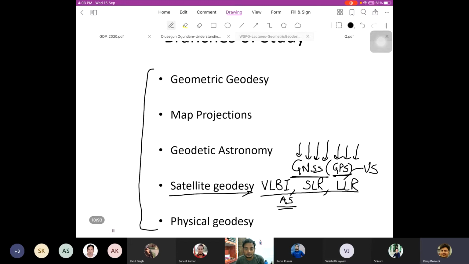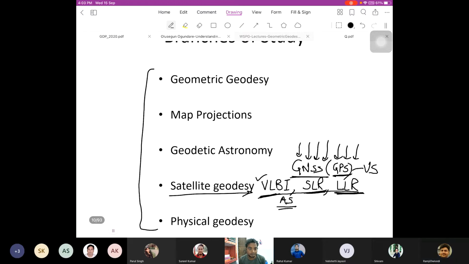Russia, European Union, Japan. They all are coming with their own navigation satellite systems. So their parent branch is known as GNSS, which is called Global Navigation Satellite System. Then another part is known as VLBI, which is very long baseline interferometry. Another is satellite laser ranging, and then lunar laser ranging, and then some artificial satellites. So these are the prime branches of geodesy.